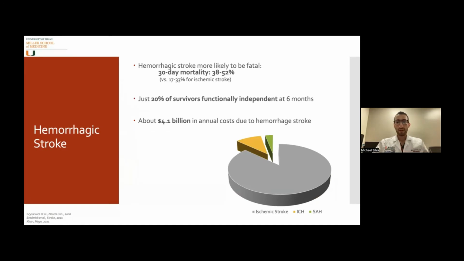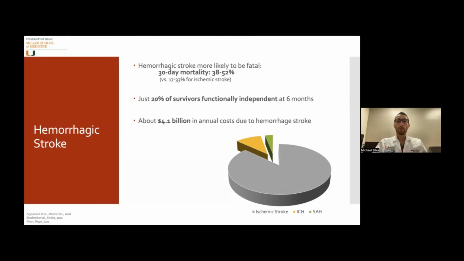So looking just at that slice of the pie, that hemorrhagic stroke that we're talking about, even though it makes up a smaller proportion of overall strokes than ischemic stroke, the morbidity and mortality are very high. So the mortality is higher than for ischemic stroke. 30-day mortality for hemorrhagic stroke is around 40 or 50%, very, very high. And among those survivors, just 20% end up being functionally independent at 6 months.